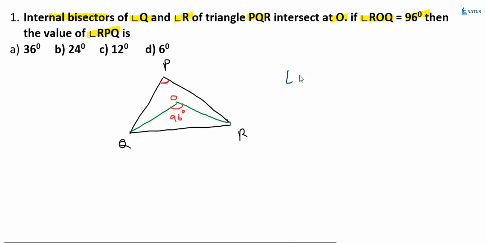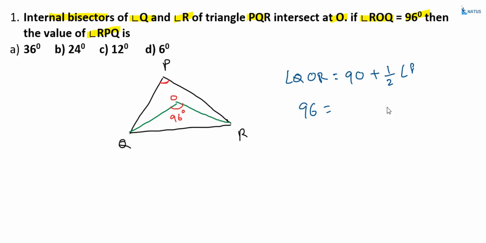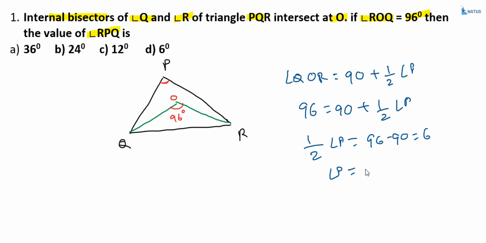Angle QOR is equal to 90 plus half of angle P, as we already discussed in yesterday's session. Now angle QOR is 96, which is equal to 90 plus half of angle P. So half of angle P is equal to 96 minus 90, that is equal to 6. Now the angle P is equal to 12 degrees. Option C is the correct answer.